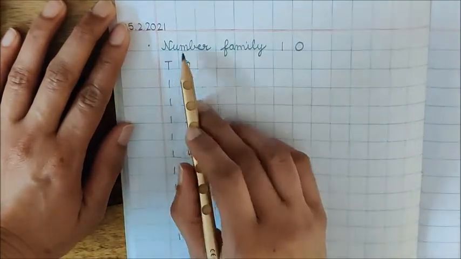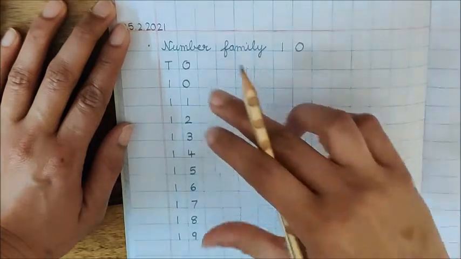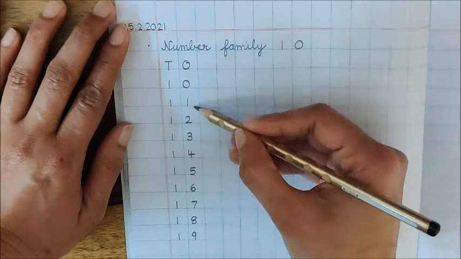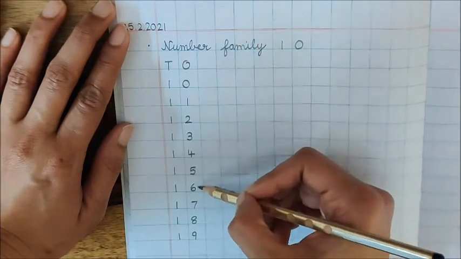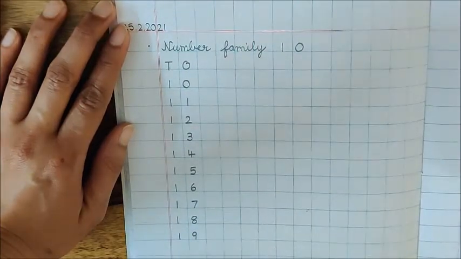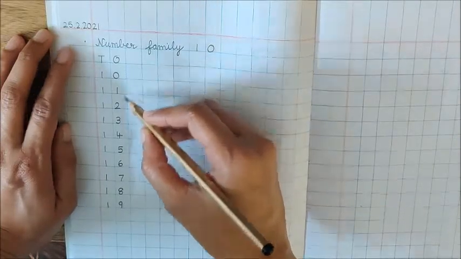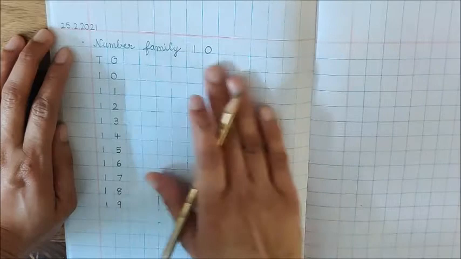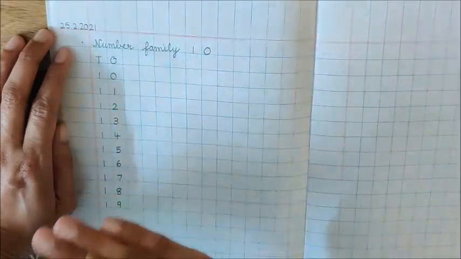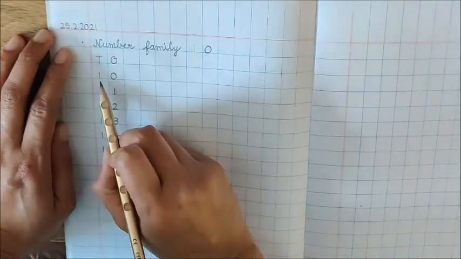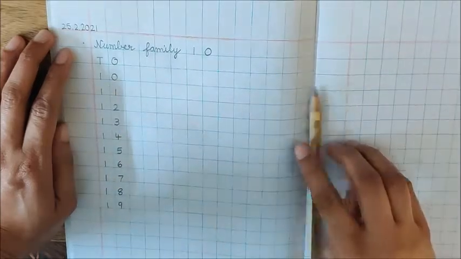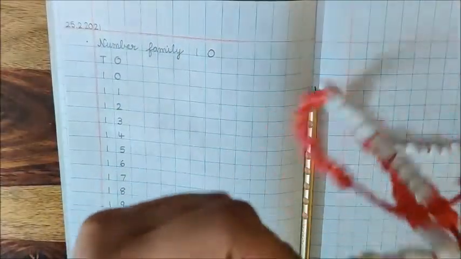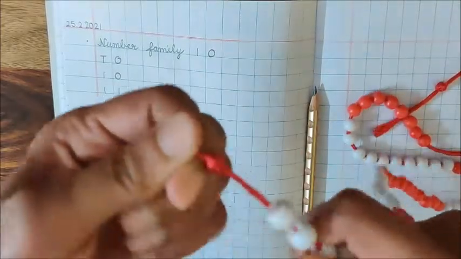So today we are going to do number family 10. You also have to write these numbers below TO. 10, 11, 12, 13, 14, 15, 16, 17, 18, 19. Now children, we are going to make these numbers on a Ganit Mala. We will write here how these numbers are formed. Let us start with the first number, number 10. I told you to keep your Ganit Mala ready. So now make number 10 on your Ganit Mala.